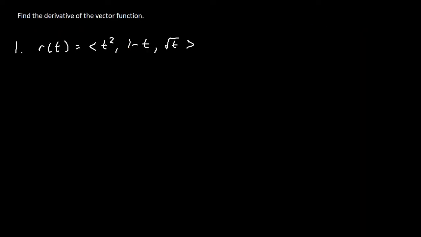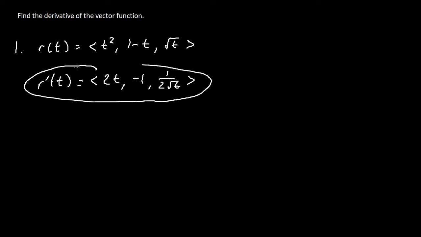For number one, let's find the derivative of the vector function r of t equals t squared, comma 1 minus t, comma square root of t. Once again, we write it as r prime of t, and we take the derivative of each individual component function, all three of these. The derivative of t squared is just 2t. Now the derivative of 1 minus t is negative 1. And the derivative of square root of t is 1 over 2 times the square root of t. So that is the derivative of this vector function.